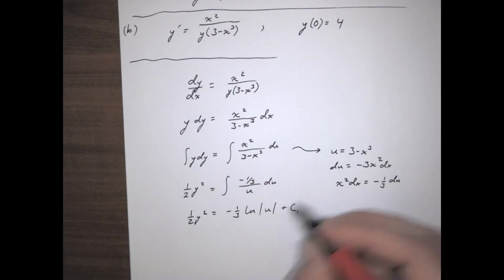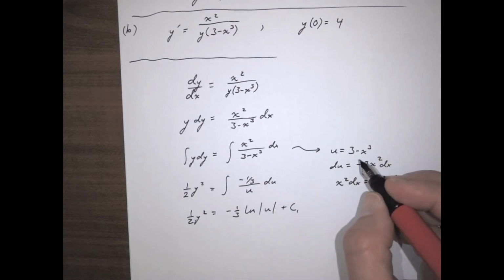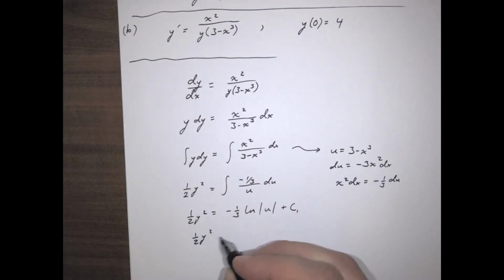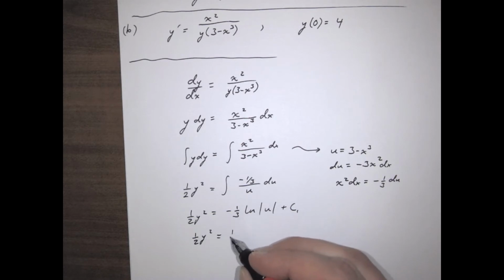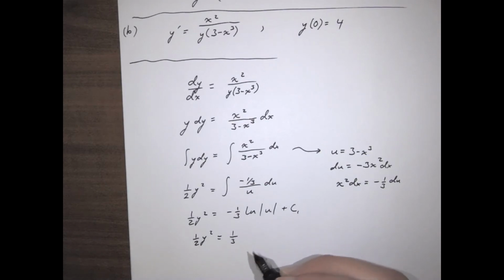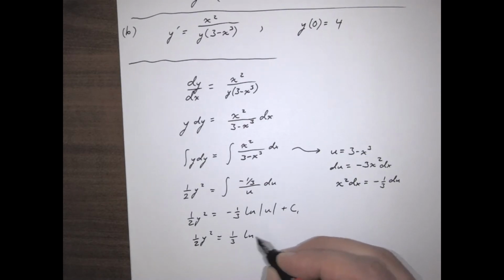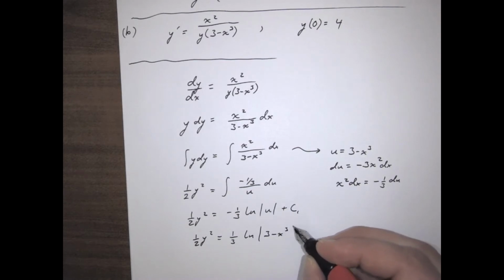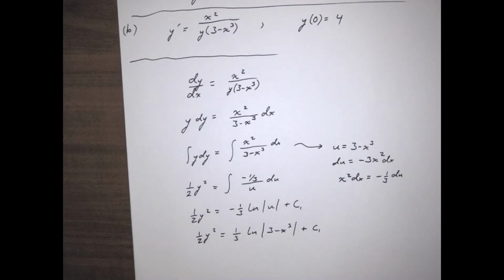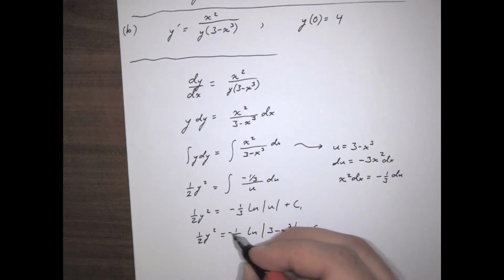And then, u was my invention. There was no u in the original problem, so this isn't quite finished yet on the integration side. We need to restore the original variable that the problem had in the beginning, which was, of course, the x. So that's going to be natural log absolute value of 3 minus x to the third plus c1.